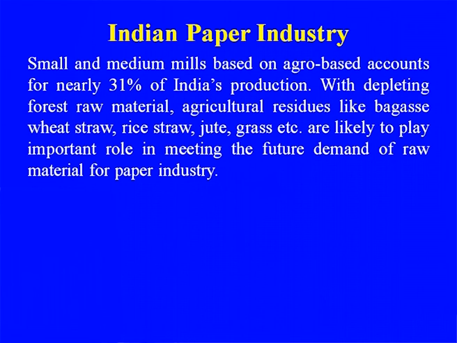With depleting forest raw material, agriculture residues like bagasse, wheat straw, rice straw, jute, grass, etc. are likely to play an important role in meeting the future raw material demand of the paper industry. In Haryana, Punjab and other parts of the country, like western UP, we find a large number of paper mills based on agro-based raw material. It may be bagasse also, because we are a sugar producing country. So, bagasse based and wheat straw based paper mills are there.